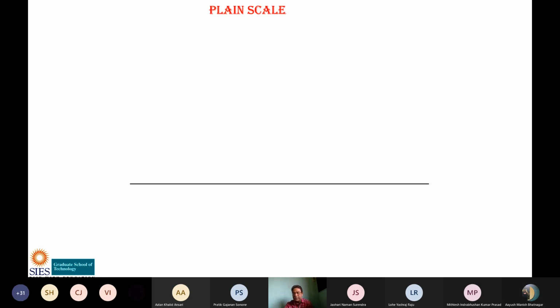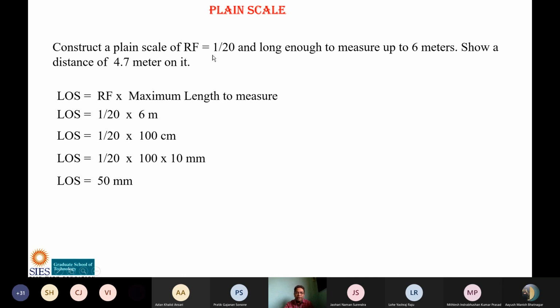Another way of doing it is to draw it approximate. Now, if you draw it approximate, what is RF doing here? Suppose you can see here, the length of scale given here is 50 mm. By calculation, it is coming as 50 mm. Now someone may draw 70 mm, someone may draw 80 mm, someone may draw 100 mm.